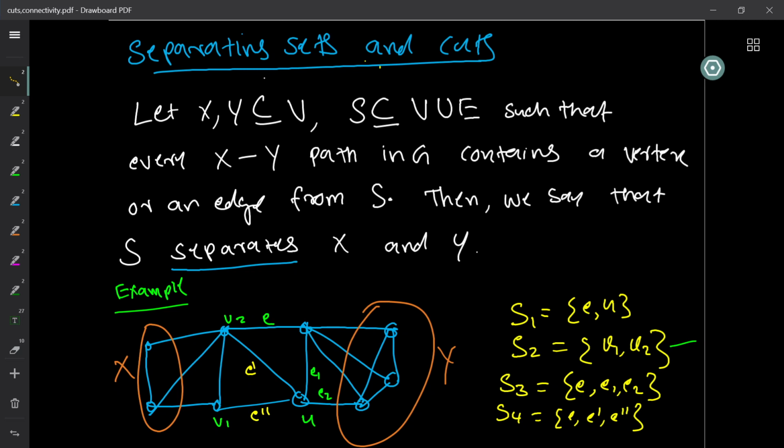Now, if the set S contains only vertices, then the separating set is called a vertex cut, and if S contains only edges, then it is called an edge cut. We already have some examples of that here. S2 is a vertex cut because v1, v2 is just vertices. S3 and S4 are edge cuts because they consist only of edges. S1 is neither a vertex cut nor an edge cut.